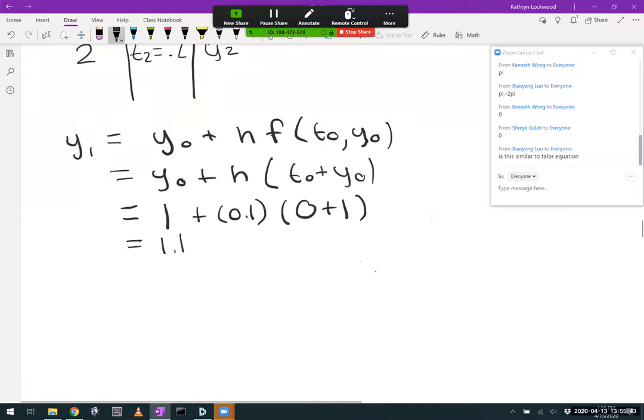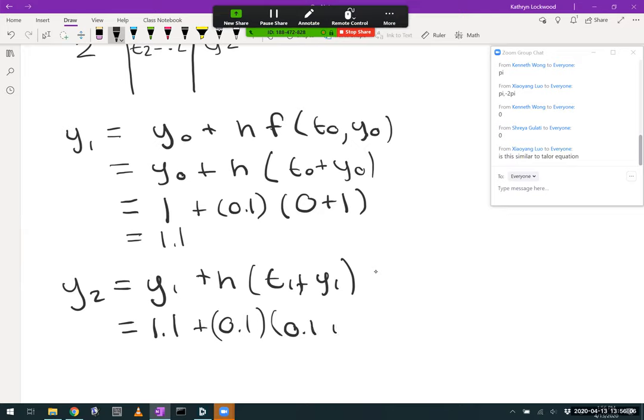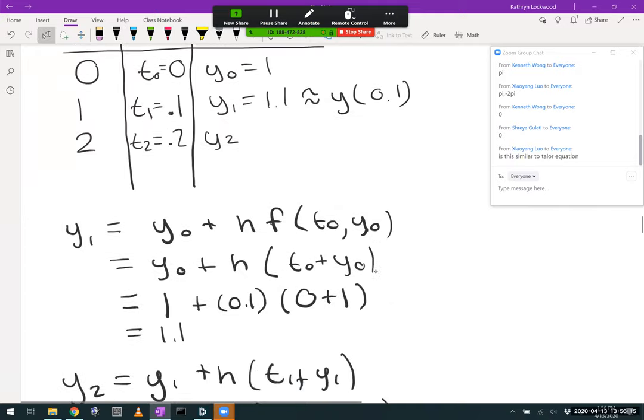And y2 will have to go back through the same process. Take the previous y value plus the time step times f evaluated at the previous point. So we'll plug in 1.1 for y1, step size 0.1, 0.1 for t1, and 1.1 again for y1, to get 1.22. So y2, the endpoint of the second line segment, its y value is 1.22. And now that's approximating y at what time? Good, at t2.